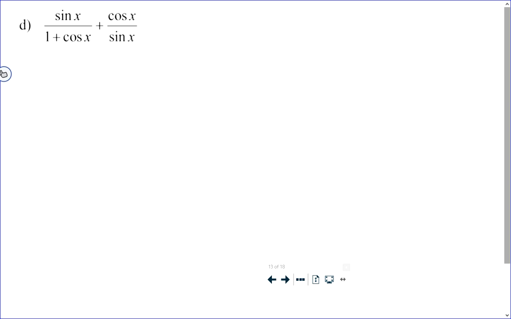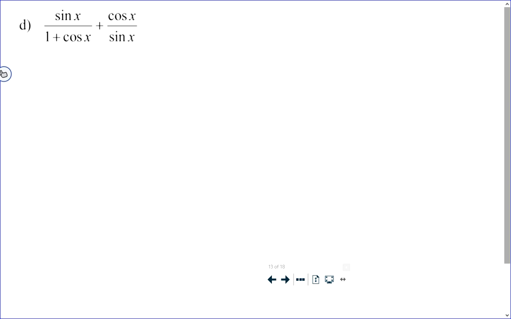The last suggestion on the list said, if you've done some work and it's not going your way, go back to the beginning. Well, we haven't done any work. We're at the beginning. So the only thing left to do is to add fractions together.